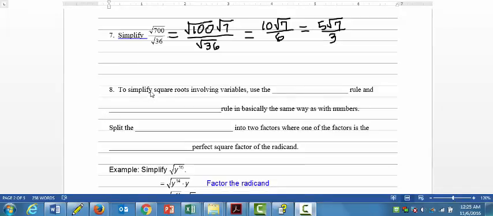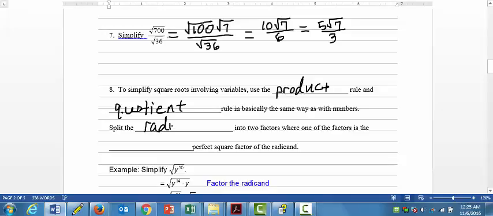To simplify square roots involving variables, use the product rule and quotient rule in basically the same way as with numbers. Split the radicand into two factors where one of the factors is the largest perfect square factor of the radicand.